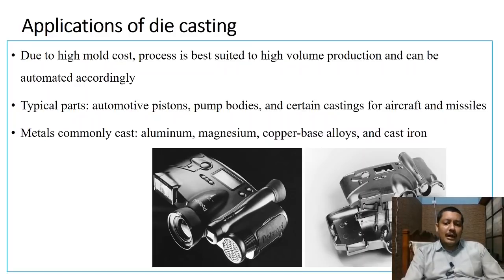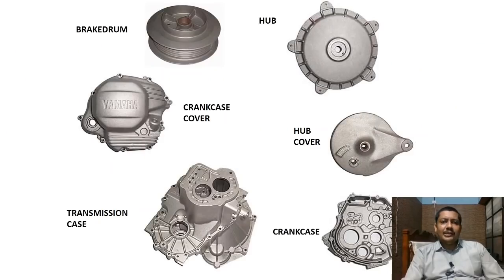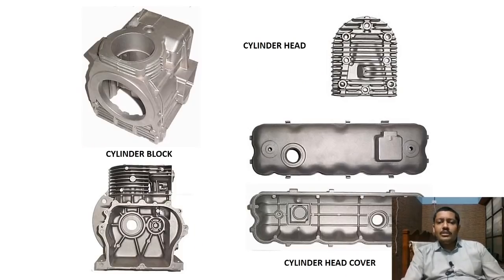So some of the parts and figures I'll show you in these slides. So you can see brake drum, hub, crankcase cover, hub cover, transmission case, crankcase. Normally they will be made from cast iron, or you can see they will be made from aluminum. So depending on what vehicle, where and how you are using it, the material is going to change. So normal metal will be cast iron. So you can see cylinder head, cylinder block, cylinder head cover. It can be made from aluminum for a high-performance engine, or it can be made from cast iron for normal engines.